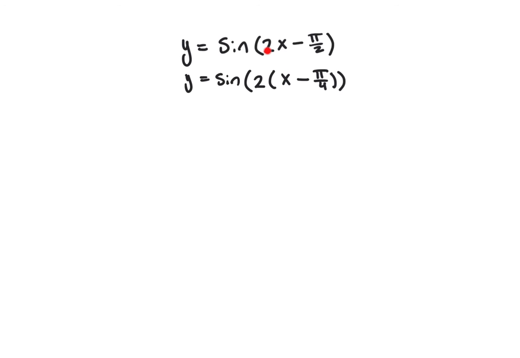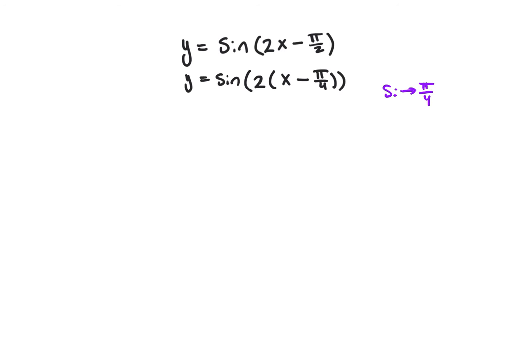2 times x is 2x. 2 times pi over 4 is pi over 2. Yeah, it goes back to what I had originally. So here's what I have here. I don't have a right shift of pi over 2. I actually have a right shift of pi over 4 because I had to pull out that period change first.